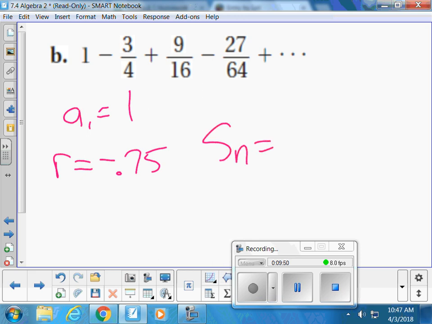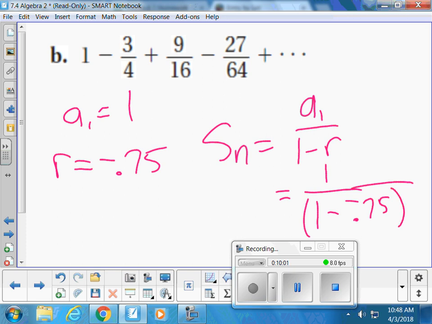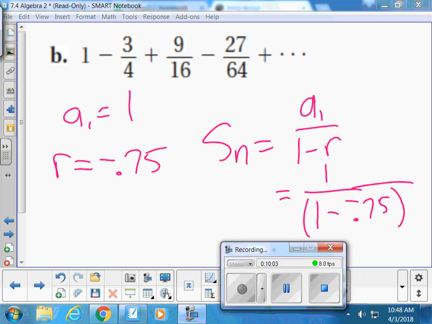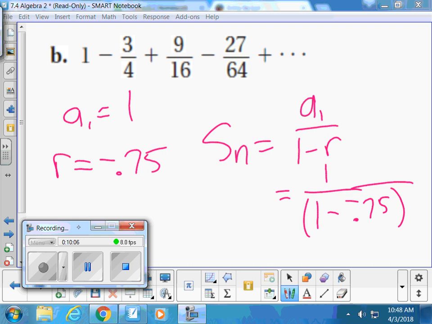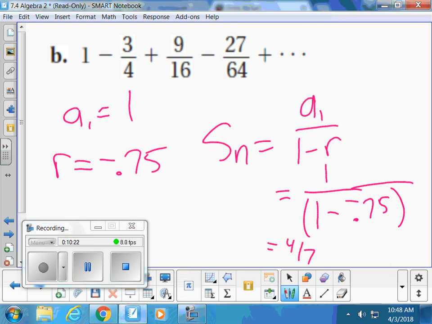I'll jot it down for the people watching the video. What's going to go in for A1? 1. What's going to go in for R? Negative 0.75. Make sure you do a minus a negative. It's very essential. The answer's kind of yucky if I remember right, so I clicked math enter enter after I typed it in and make it look nicer, make it a fraction. I got 4 sevenths, so let me know if you can get that or if you're having trouble.